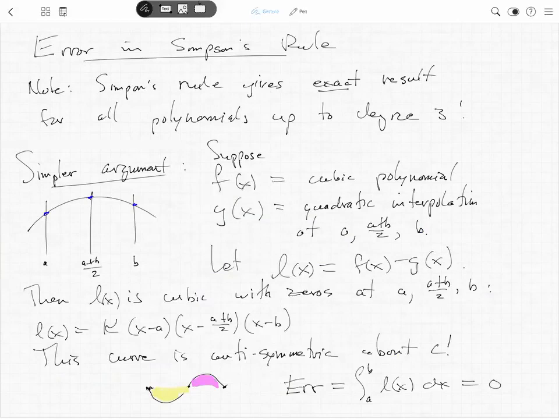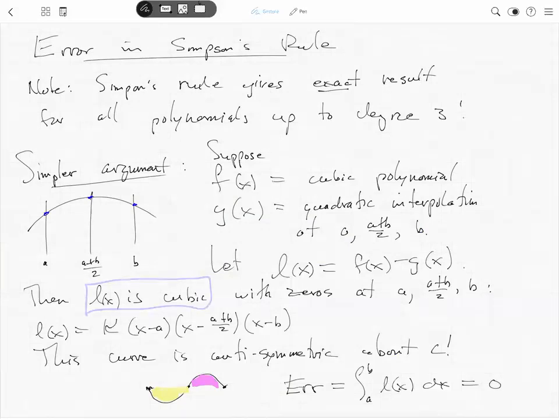Then I'll define L to be the difference between f and g. So L is itself a function. It's the difference f of x minus g of x. And the thing is, simply because of the way L is defined, it's the difference of a cubic polynomial f and a quadratic polynomial g. L itself must be a cubic polynomial. So L is a cubic polynomial.